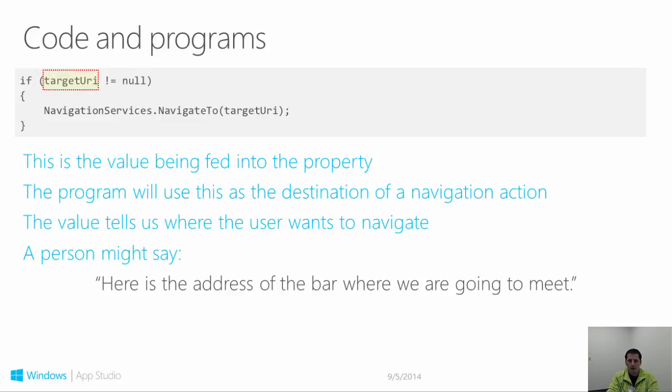Target URI on this line is a variable. A variable is a named piece of data. A wide variety of information can be contained in a variable, but in this case, we can expect the URL to be in this variable. This variable will be used on the next line of code to tell your phone app where to navigate to. An analogy for a variable might be a slip of paper with an address written on it. The slip of paper is the variable, as it could contain any information, but in this case holds an address. So the English to describe this would be, here is the address of the bar we're going to meet.